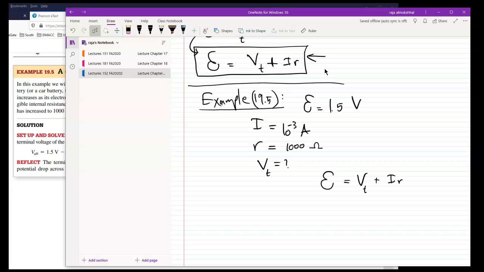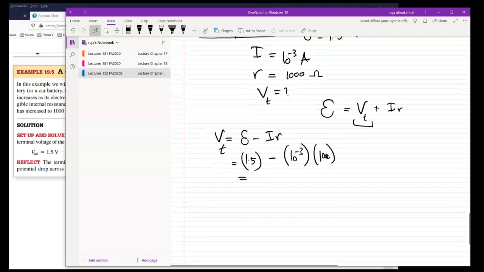Of course, he's asking for the terminal voltage, so I'm going to solve for it. So terminal voltage is equal to EMF minus Ir. You see that, guys? And then I just plug it in. The EMF is 1.5 minus I, which is 10 to the negative 3 amp, times the internal resistance, which is 1000. As you can see here, 1.5 minus what? Minus 1, correct? Because this is minus 3 and this is positive 3, so it becomes 1. So basically, the terminal voltage is half a volt.